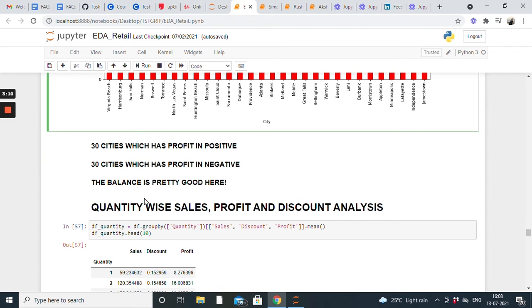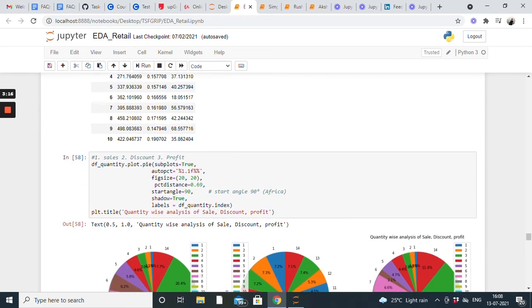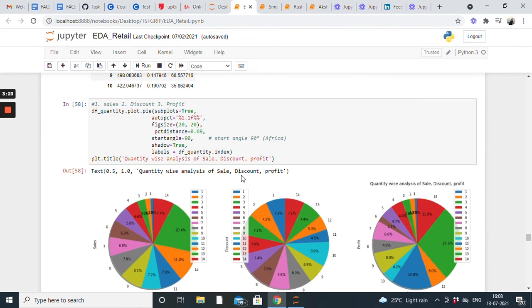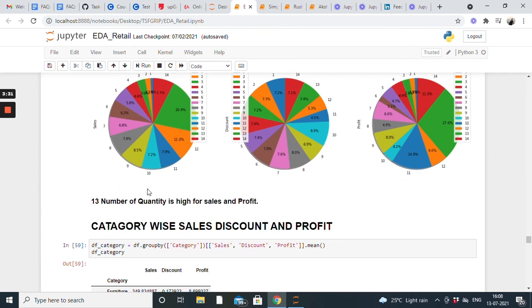Because the balance across cities is pretty good, we can go with the quantity-wise sales, profit and discount analysis. Same group by quantity with sales, profit and discount, and we take the mean value. I'm plotting a pie chart one more time, and here we can conclude that quantity 13 is the highest for sales and profit.